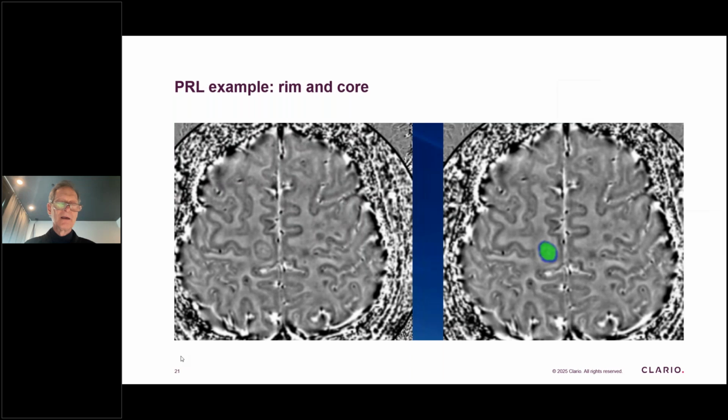The next one, please. And with specialized sequences like this, it's possible to identify lesions such as you see in the left-hand panel with the dark circle around it, and this is highlighted in the right-hand panel in green, where the phase rim is shown in blue surrounding the green.